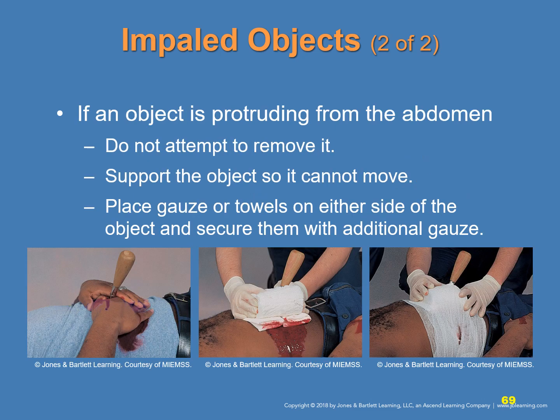If the patient has a knife or other object protruding from the abdomen, do not attempt to remove the impaled object. Support the object so it cannot move. Place large rolls of gauze or towels on either side of the object and secure the rolls with additional gauze wrapped around the patient's body.